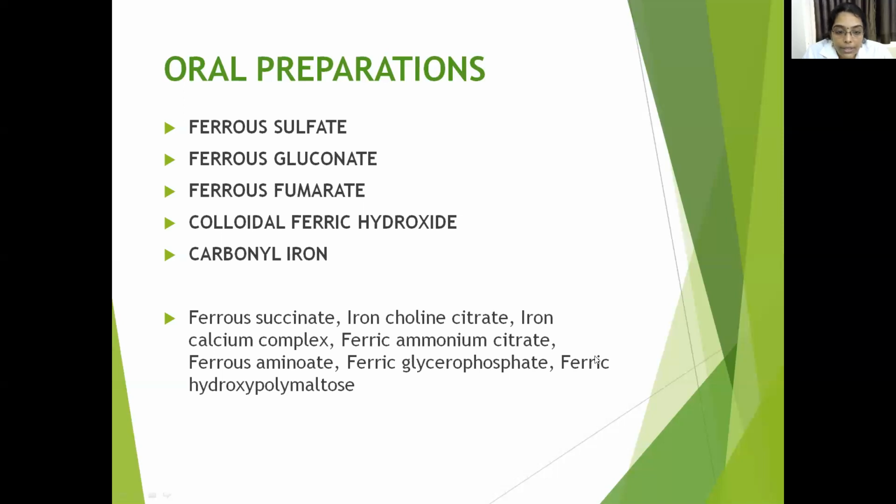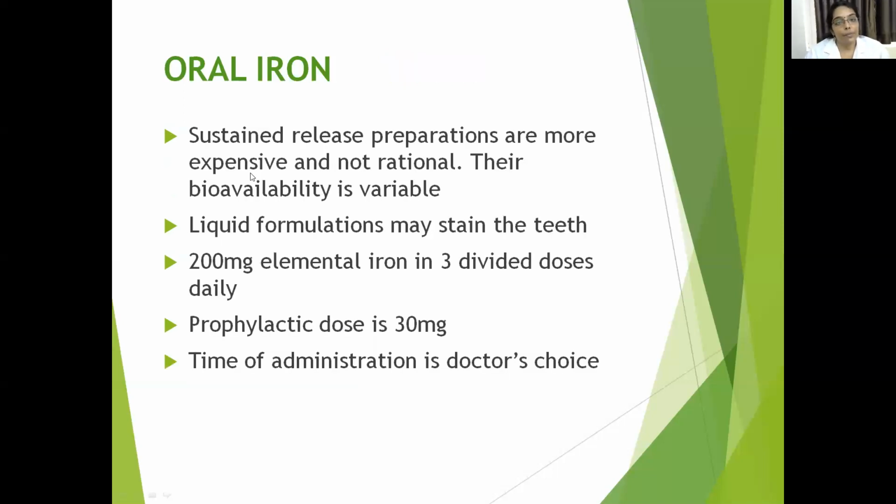Polymaltose. All these can be absorbed well and their side effects are less because their iron content is less, and they are more expensive. Whenever you want to give sustained release preparations, they are not preferred because they are expensive, and not only that, they are released mainly in the lower part of the intestine, whereas absorption of iron occurs mainly in the upper part of the intestine. And also their bioavailability is variable.